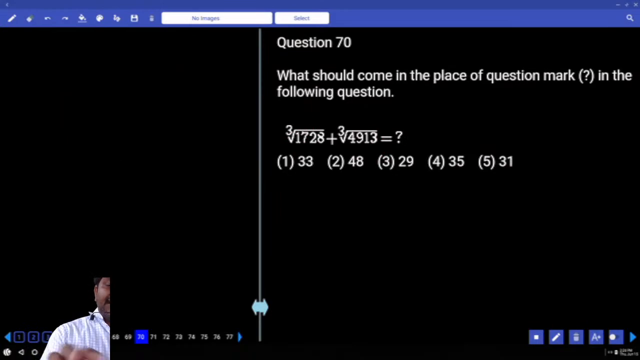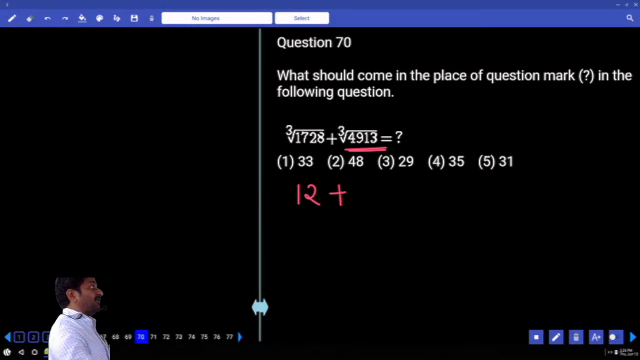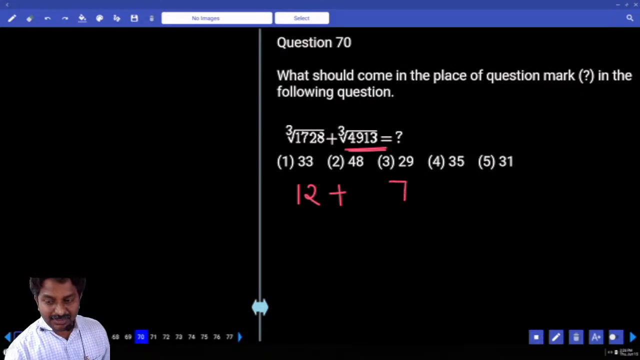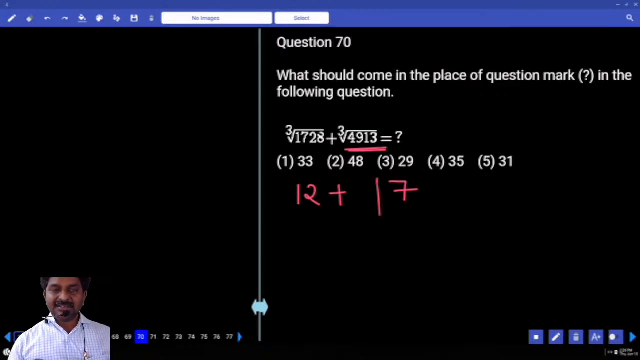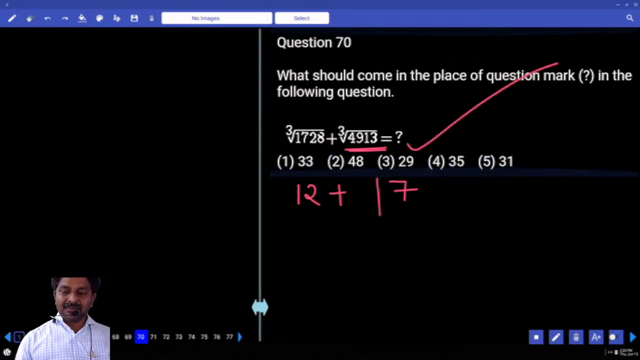Cube root of 17, 28, 12, and then this is more than that number, right? If it is ending with 3, which cube is that? 7 cube. It must end with 7. What is 20 cube? And that is less than 20 cube. What is 10 cube? 1000. It is more than that. So it has to be more than 10 and less than 20. 17. Answer 29.